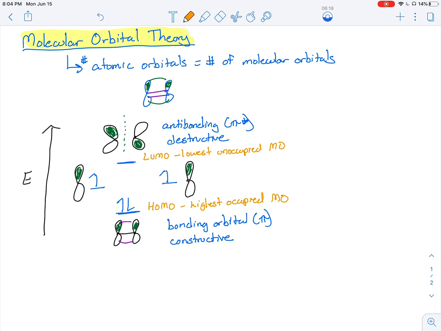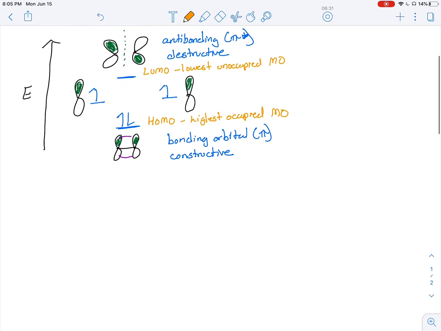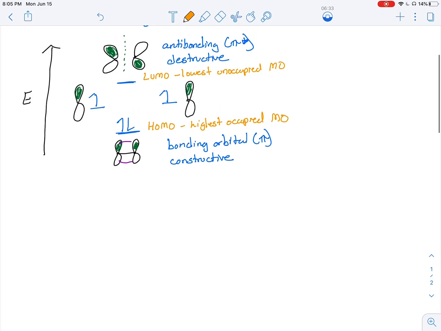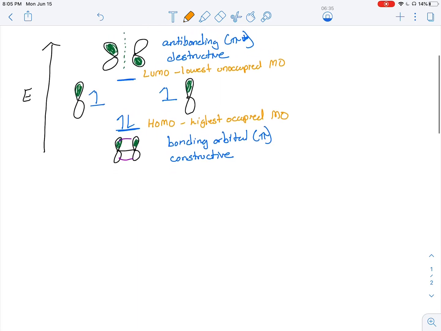All right. Now, this was a very simple example, but you can imagine that we can get a lot more complex here the more atomic orbitals that come into play. So let's do a more complicated example, and let's look at the molecule benzene. So let's go ahead and do this here. So we're looking at the molecule benzene.